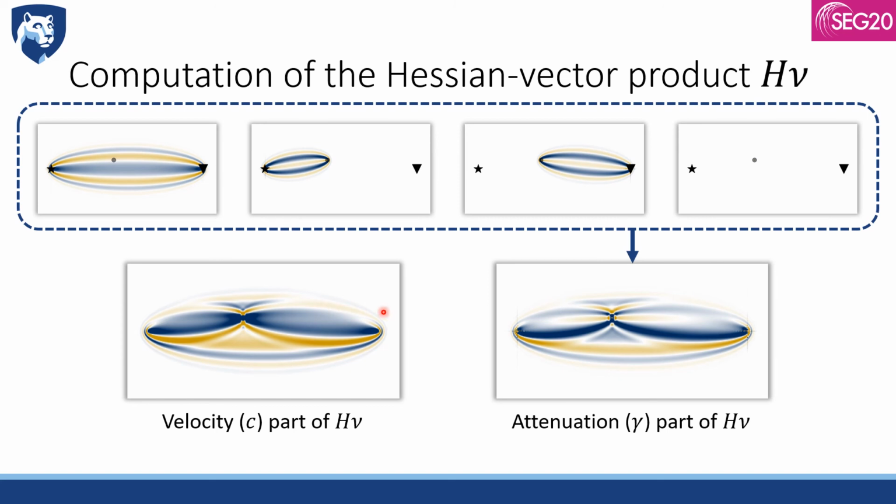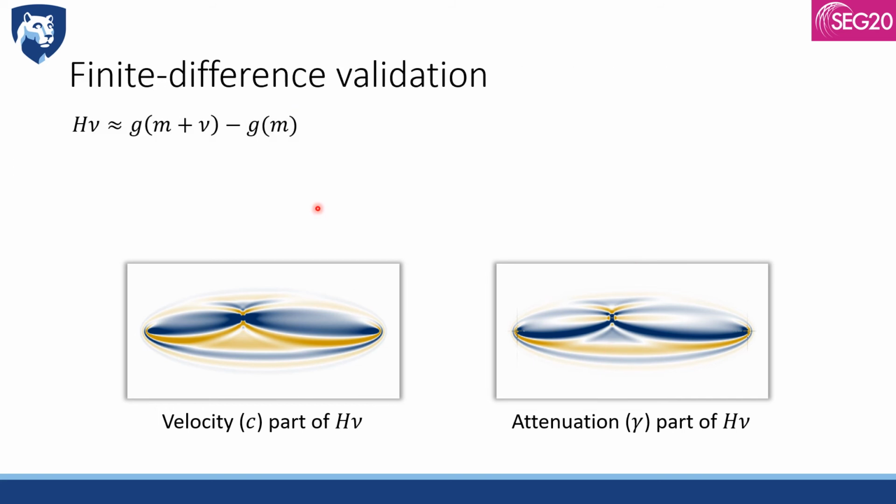Note that this is the velocity part of the product. If we take the interaction in a different way, we'll get the attenuation part, or say the gamma part, of H nu in a similar fashion. We validate our result using the finite difference method. As we know, H nu can be approximated by a gradient difference between the perturbed model m plus nu and the original model m, as long as the perturbation nu is sufficiently small.